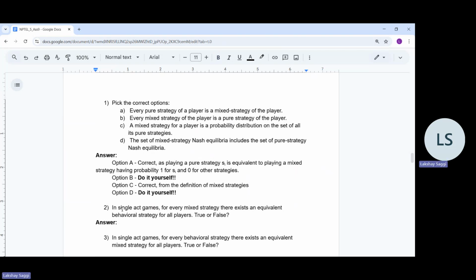So let's come to this question. What are single act games, first of all? Single act games are where every player is playing at most once, or you can think of it as every player playing exactly once, right? So if we are given single act games, for every mixed strategy, does there exist an equivalent behavioral strategy for all players? For each player, is it true that if each player is playing some mixed strategy, then I can convert that player's mixed strategy to an equivalent behavioral strategy? Is this true or false?